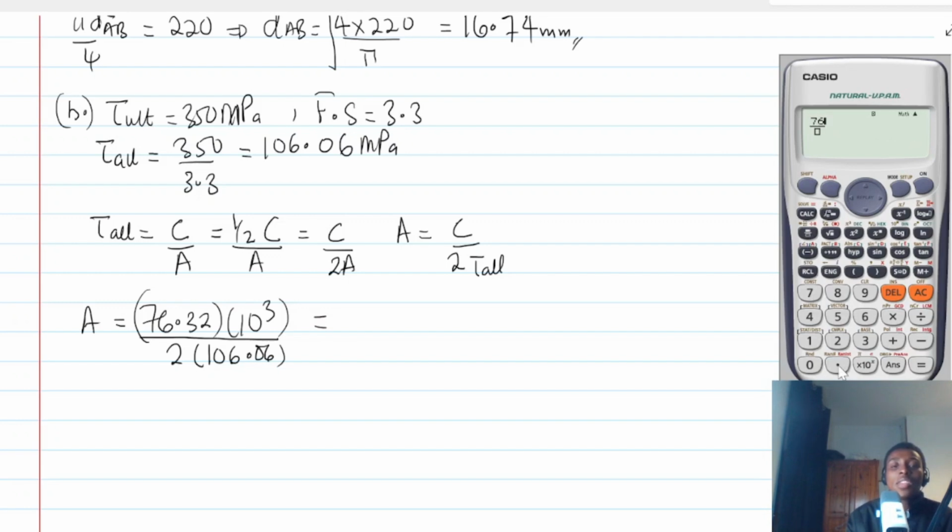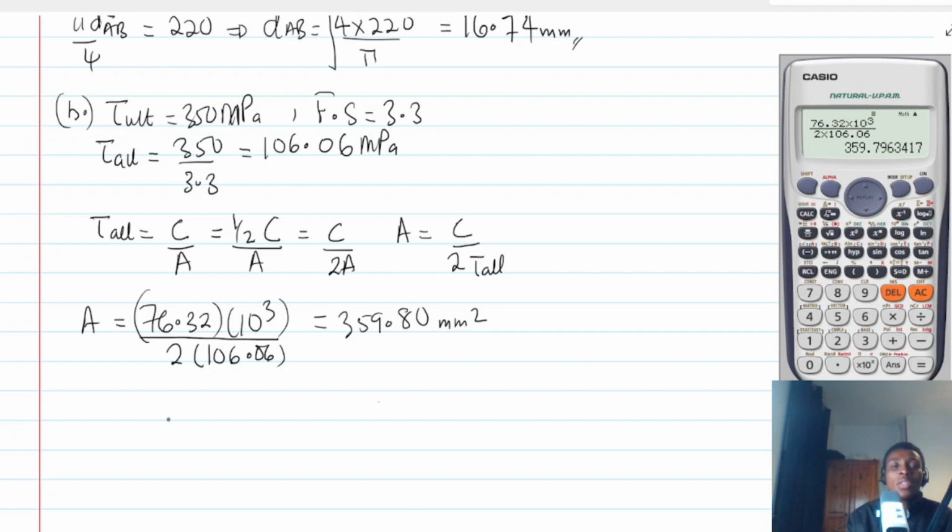So we have 76.32 into 10 to the power 3 divided by 2 into 106.06. So the area we are getting here is 359.80 millimeter squared. All right, so that is the area we get.